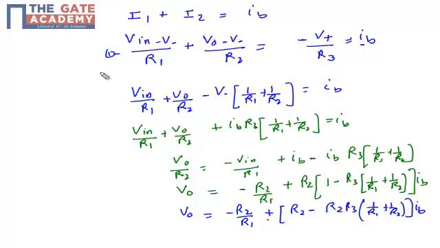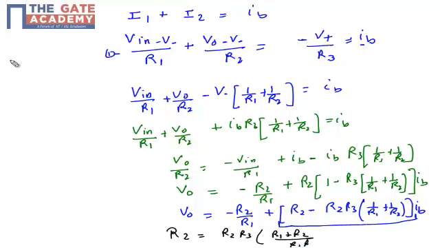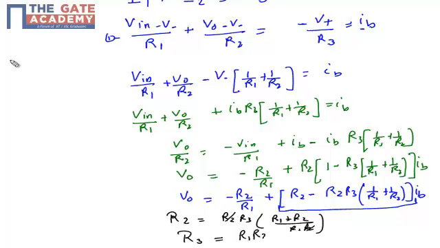In the expression you can see that if you want to ignore the effect of bias current, you need to make this term 0. In the expression of V naught, the minus R2 by R1 term doesn't have any component of IB or bias current, but the other term has this component. So if I take R2 as equal to R2 R3 times (R1 plus R2) by R1 R2, this R2 and this R2 cancel, so I can take the value of R3 as R1 R2 upon R1 plus R2.